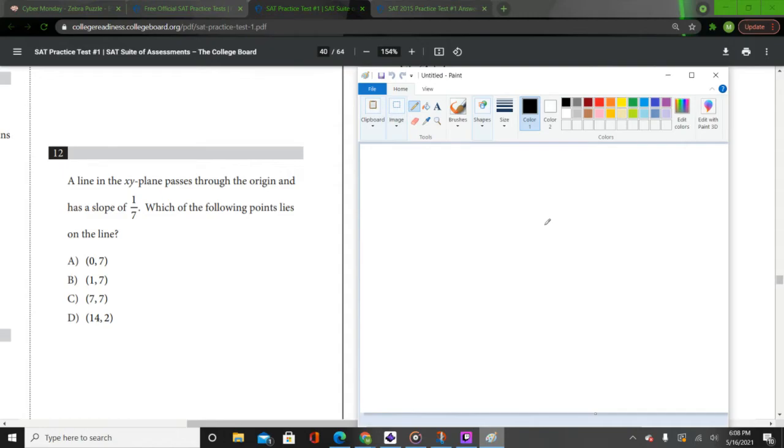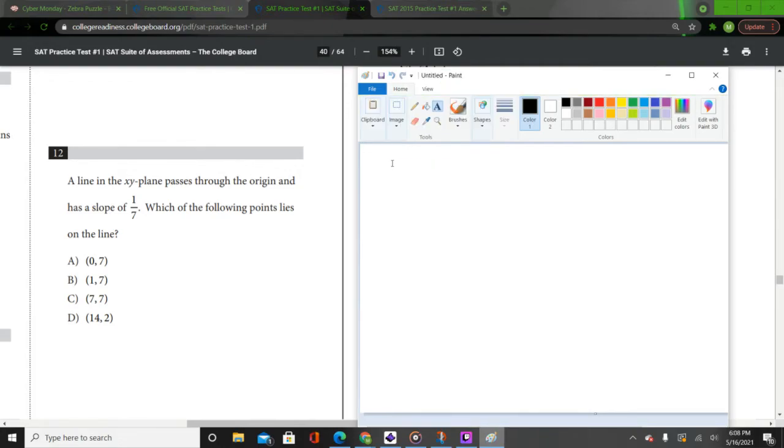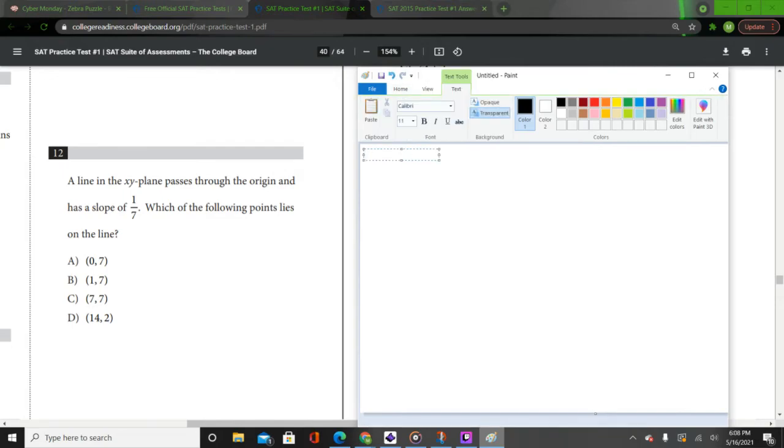A line in the xy plane passes through the origin and has a slope of 1 over 7. Which of the following points lies on the line? So here, let's make a note of some of the things that we know. 1, passing through the origin.